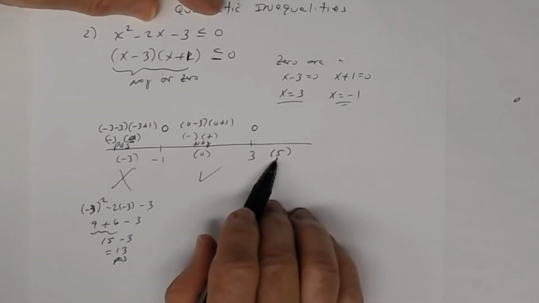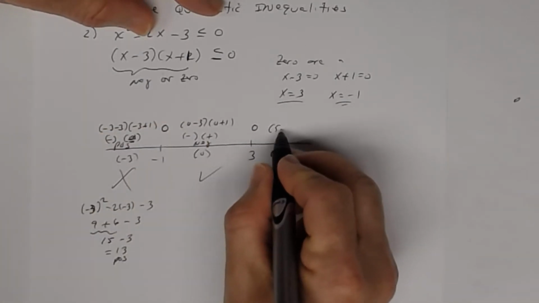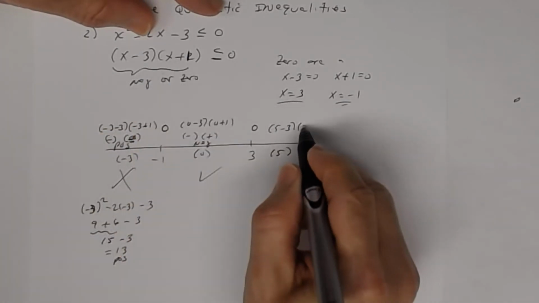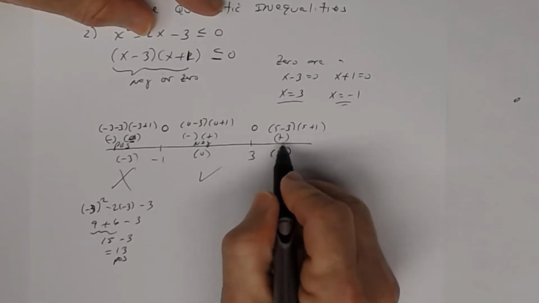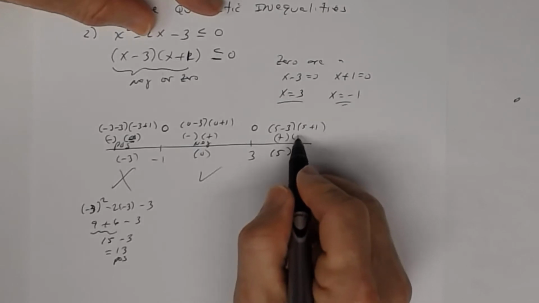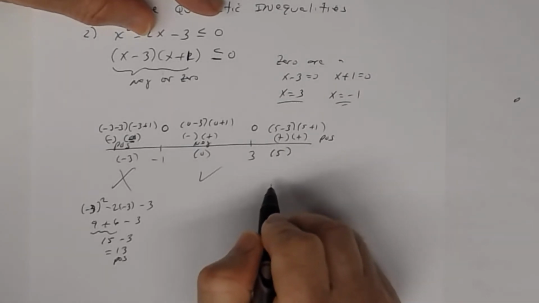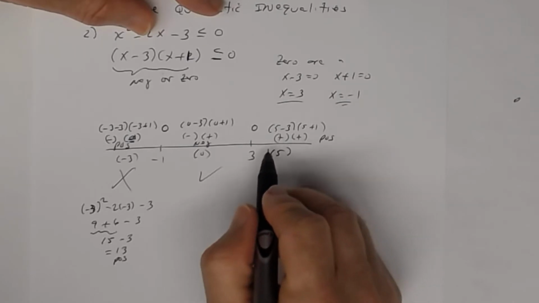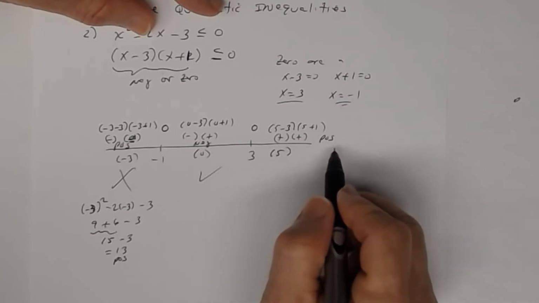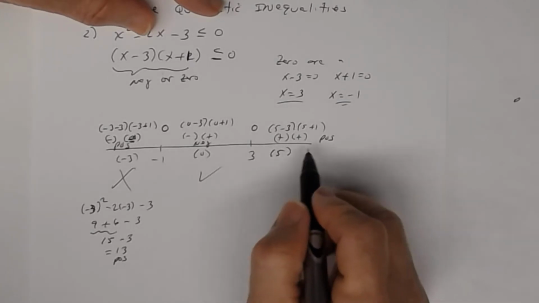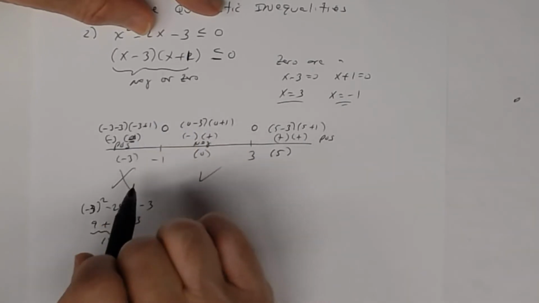Let's do 5. 5 minus 3 times 5 plus 1. Well, 5 minus 3 is 2. That's positive, right? 5 plus 1 is 6. That's positive. A positive times a positive is a positive. So no matter what test point I use from 3 to infinity, that's greater than 3, I should say, it is going to be positive. Is that something I want? The answer is no.